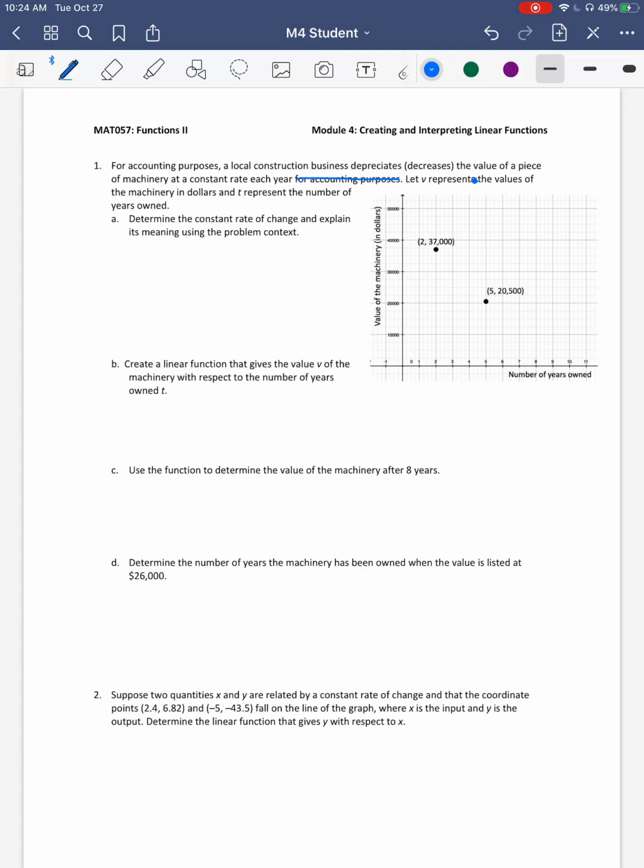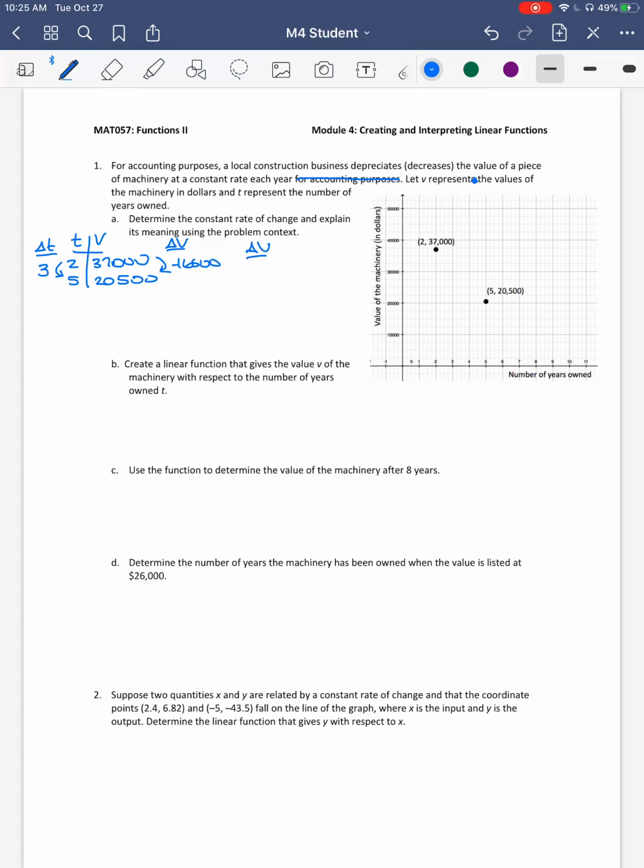If you know me by now, you know that I'm going to make a table. So T and V, and I'm going to put those 2 points in my table. And then the CROC is just the change in output over the change in input. So I need to find those changes. My change in input is going to be 3. My change in output, if I do 20,500 minus 37,000, I'm going to get negative 16,500.